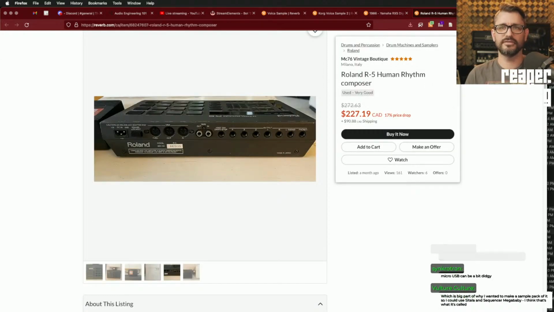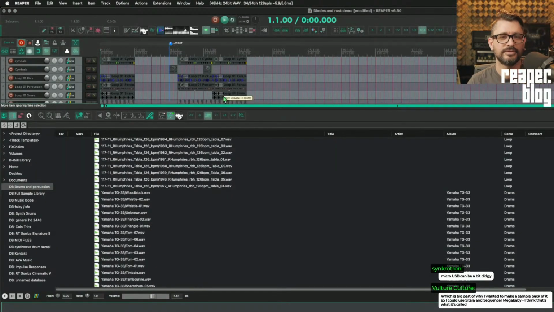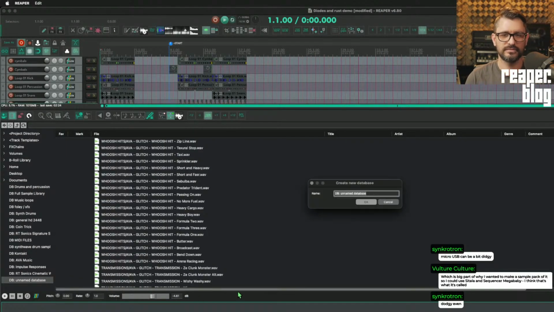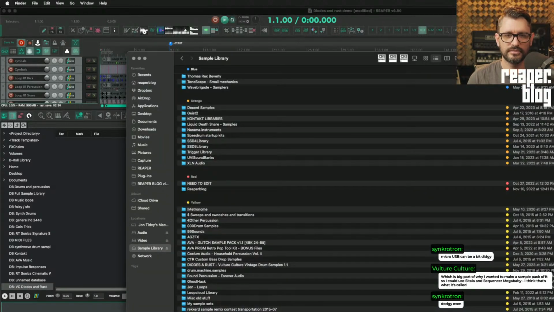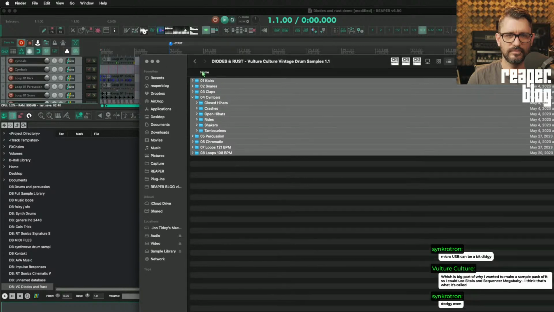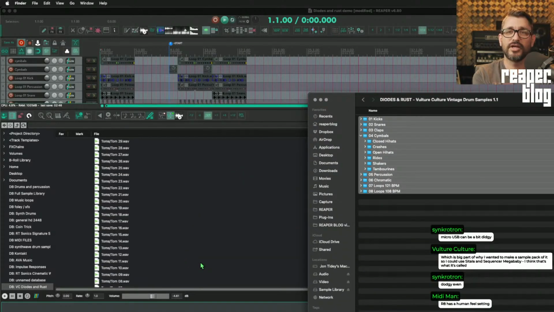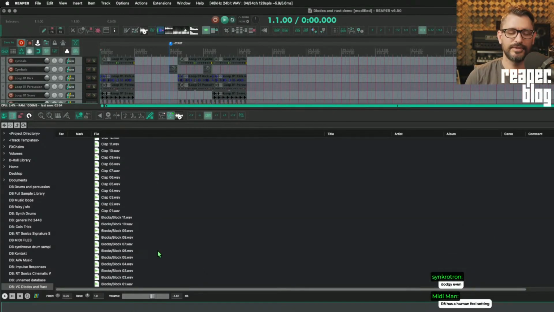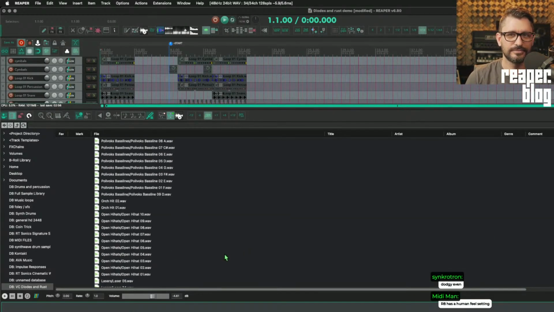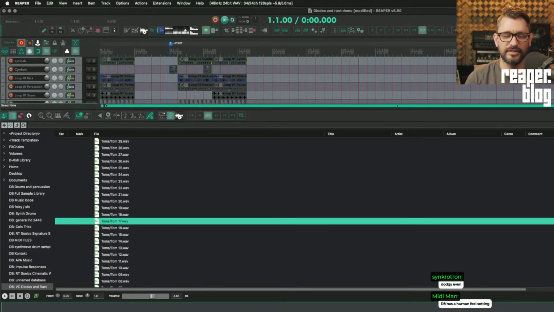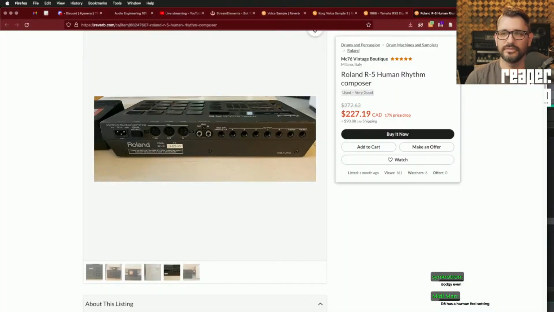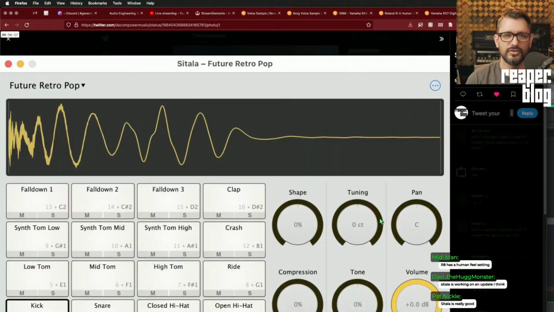Satala and Mega Baby. Nice. Cool. New database. This is Diodes and Rust. Are you going to do more sound libraries? You have a lot of synths. It might be worth doing more of those. Yeah, I saw Satala was working on an update. There was a little tweet. They said soon.